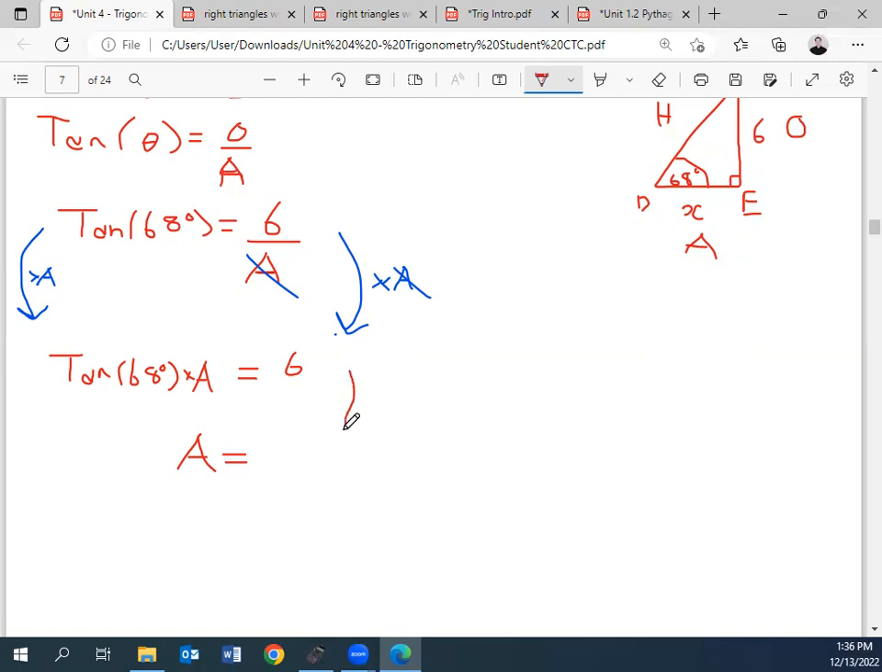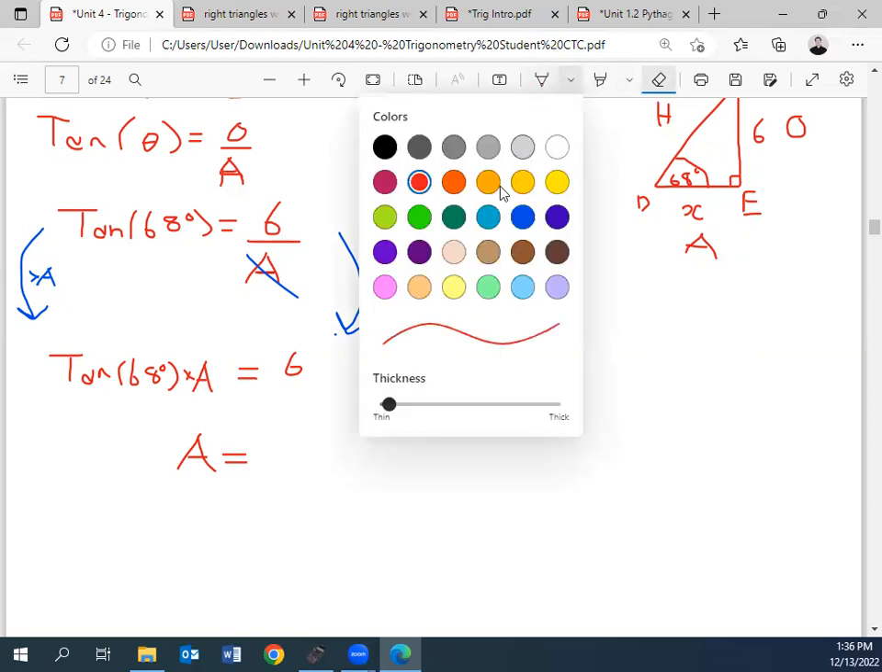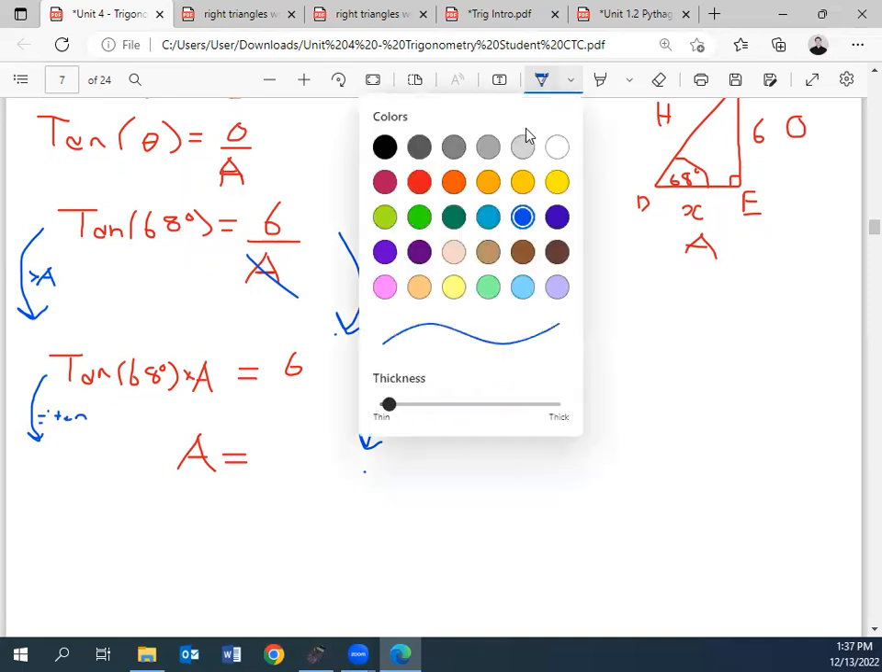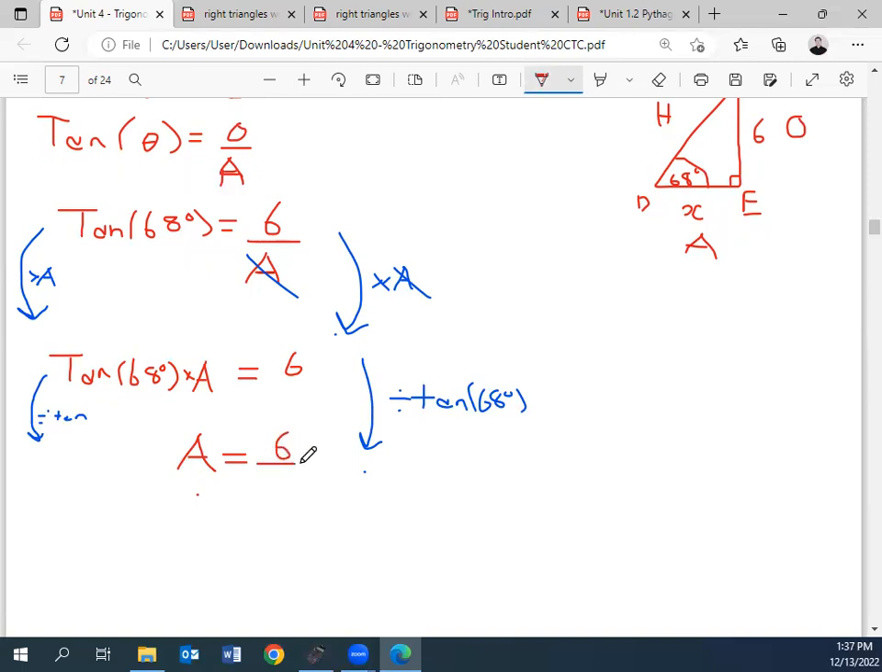So what I'm going to do is I'm going to divide both sides by tangent of 68. You don't need to write these little steps here if you don't want to, if you understand what's happened, but if you're not sure, really good idea. I'm just going to divide by tangent of 68 on this left side for space. So all of a sudden, I'm going to have A is equal to 6, all divided by tangent of 68 degrees.